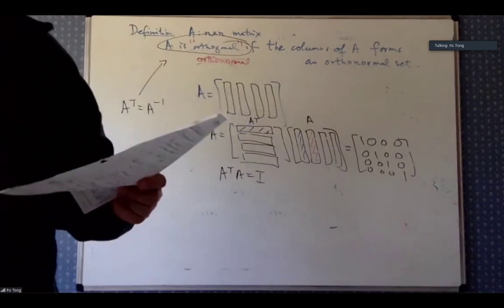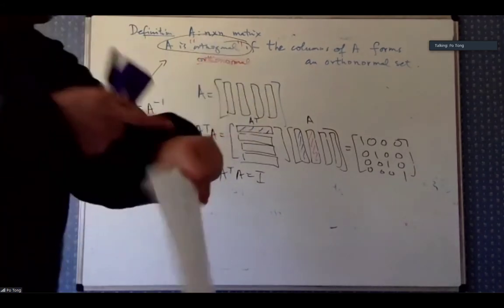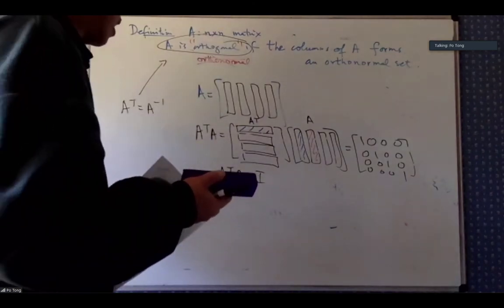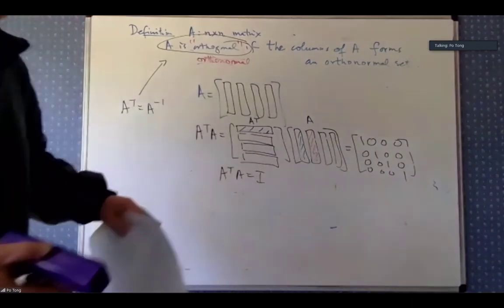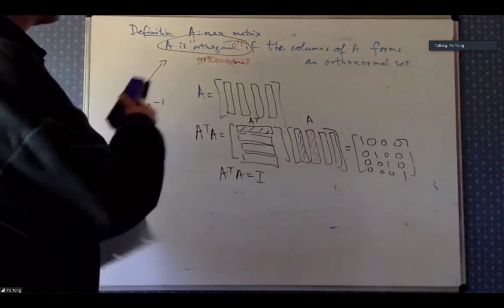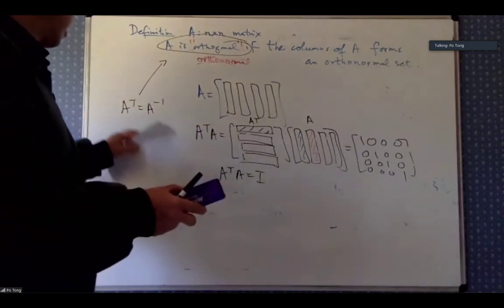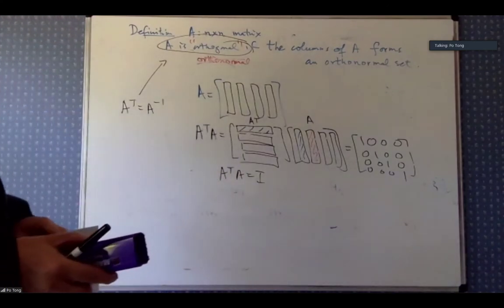Okay. One other thing, just really quick, the last minute thing. Any question up till here? So these orthogonal matrices are really nice. A transpose is equal to A inverse.